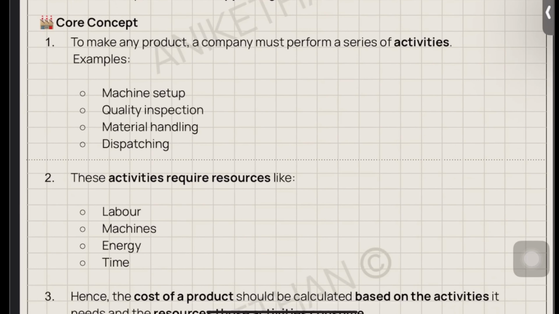To take an example of activities, you have machine setup, quality inspection, material handling, dispatching, packing, issuing of material. All these are activities, and different products consume these activities in different values. Product A machine setup time is 1 hour. Product B can be 3 hours. So in activity based costing, they will be charged accordingly: 1 hour of machine setup activity for product A and 3 hours of machine setup activity for product B. That's how it will be charged.